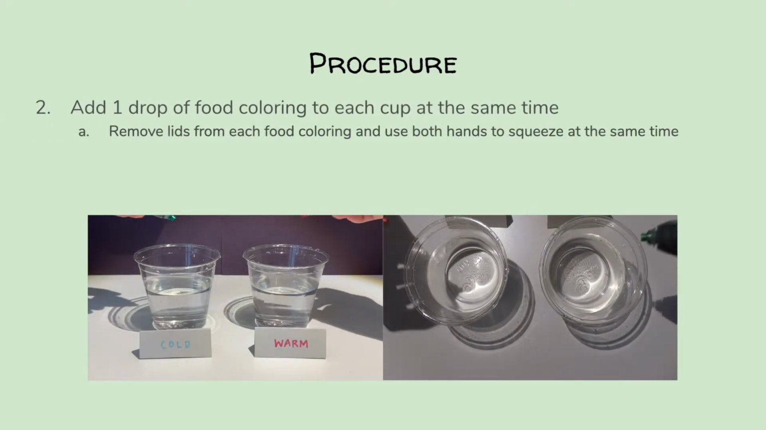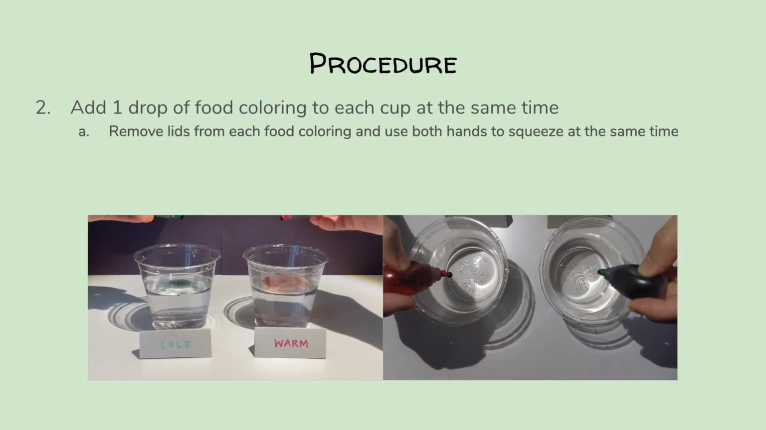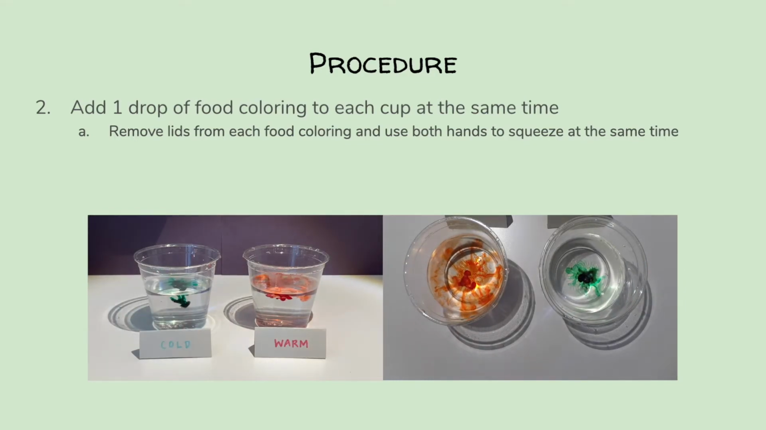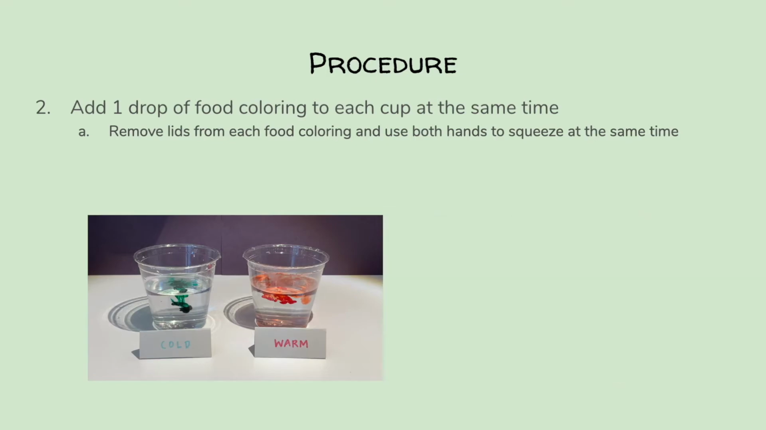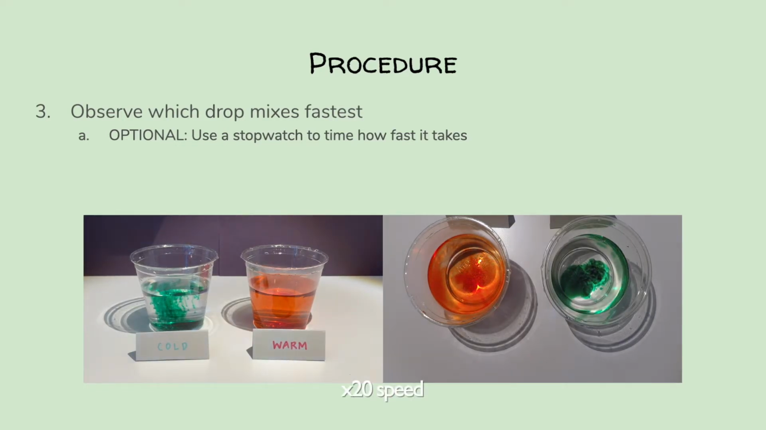Then we have to add 1 drop of food coloring to each cup at the same time. Make sure to remove the lids from each food color and then use both hands to squeeze equal drops into the food cups at the same time. Then we will observe which drop mixes fastest. We can also use a stopwatch to record exactly how long it takes for the food coloring to mix in.